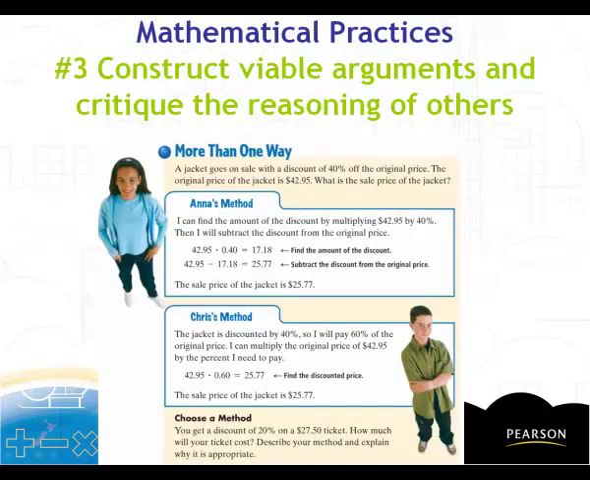Mathematical practice number 3. Construct viable arguments and critique the reasoning of others. Every chapter includes a more than one way feature where students analyze and critique the solution plans and reasoning of 2 students, each of whom presents a different solution plan for the same problem.